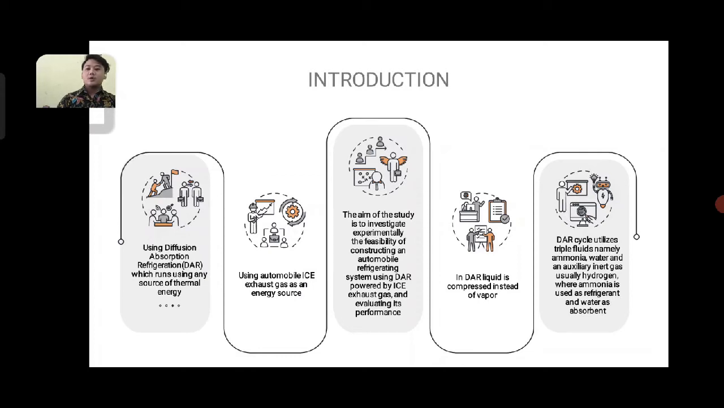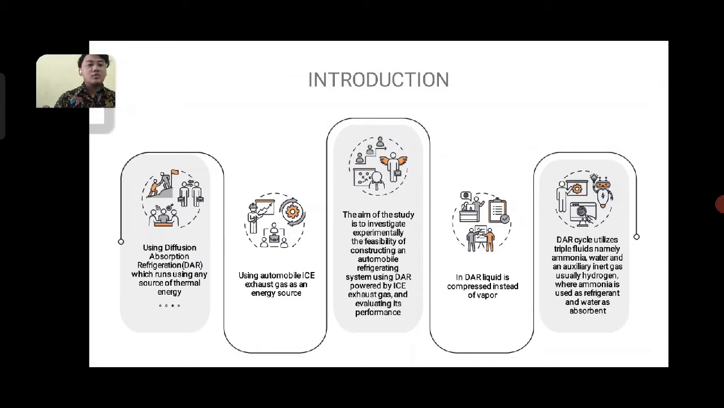For the introduction, I want to tell you that this experiment uses diffusion absorption refrigeration (DAR), which runs using any source of thermal energy. In this experiment, we use a vapor absorption system instead of a vapor compression system, which is the diffusion absorption refrigerator. We use automobile internal combustion engine exhaust gas as an energy source. In the DAR, liquid is compressed instead of vapor.